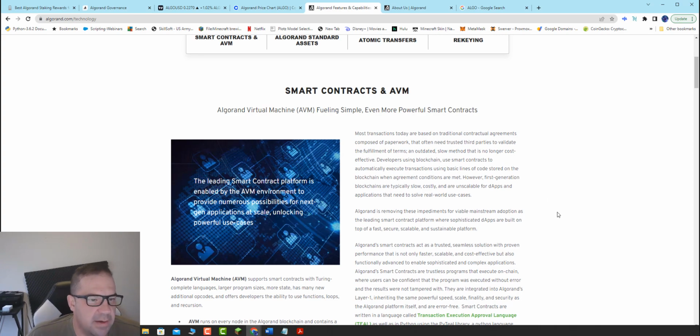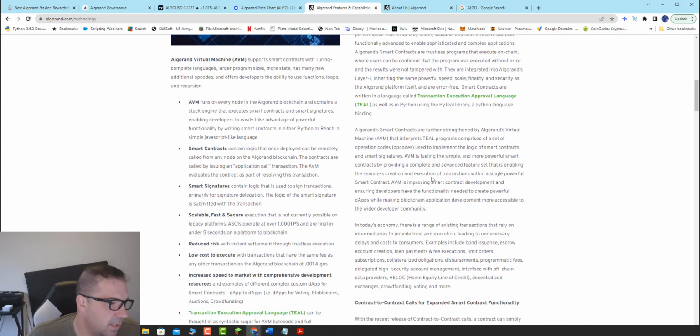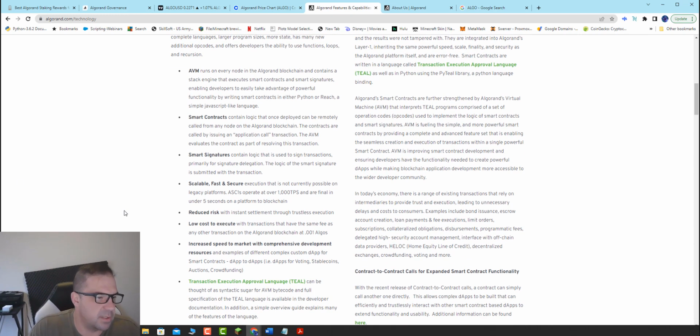They also have a real cool setup with one of their smart signatures. There you go. You can use it to sign the primary signature, delegation, the logic. The smart signature is submitted with the transaction.